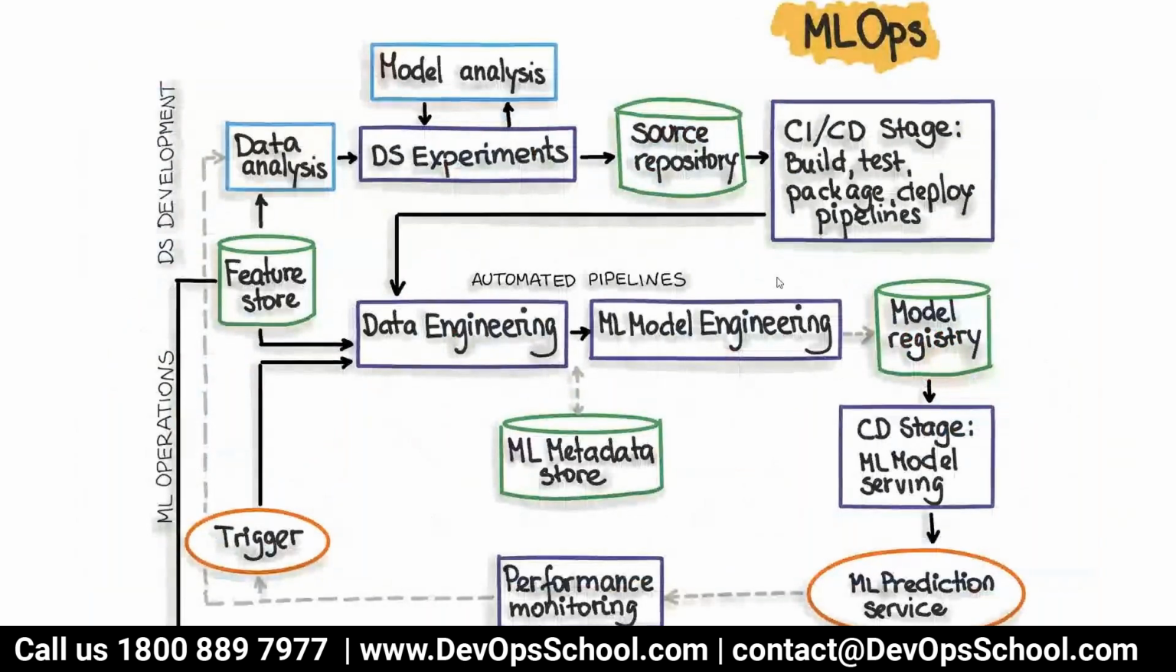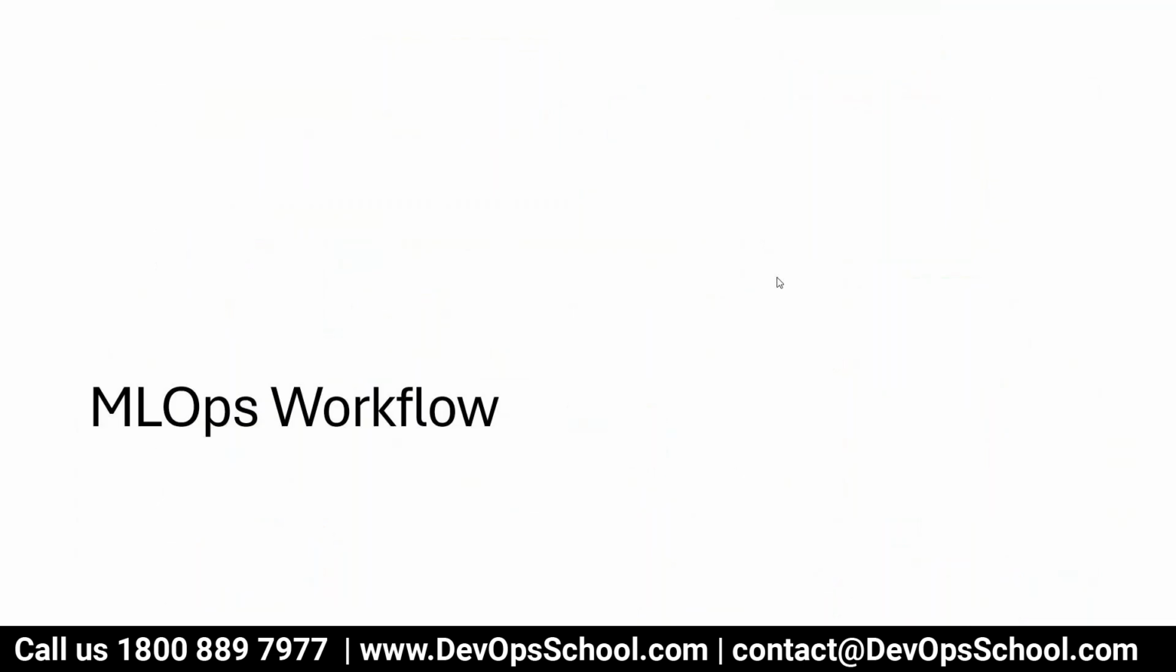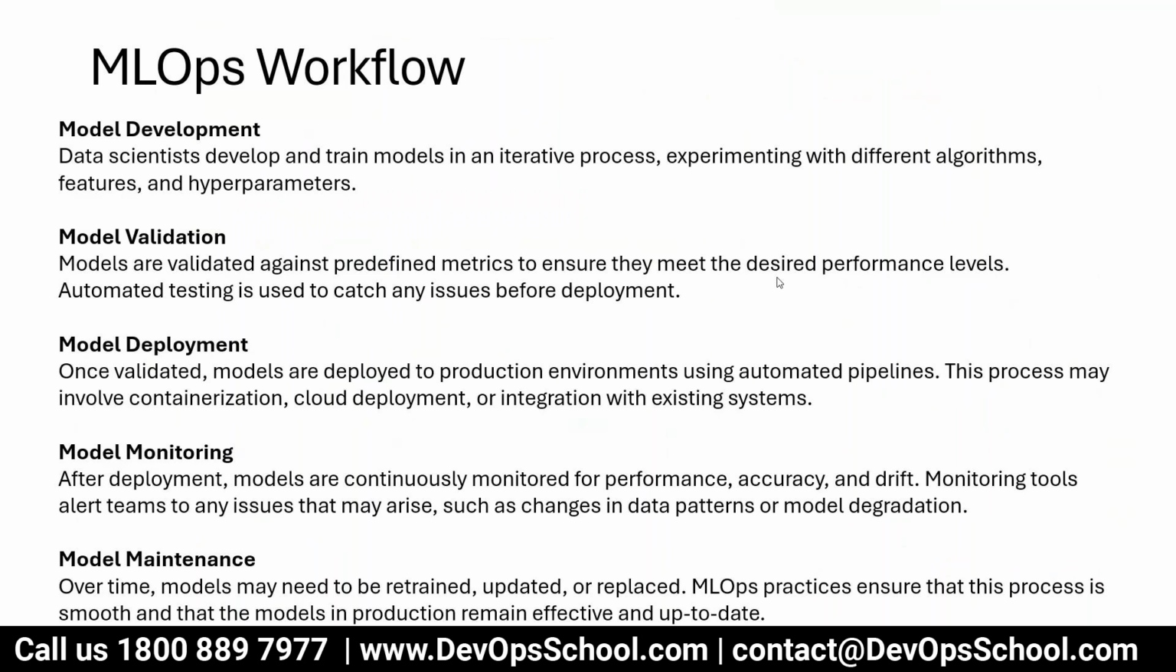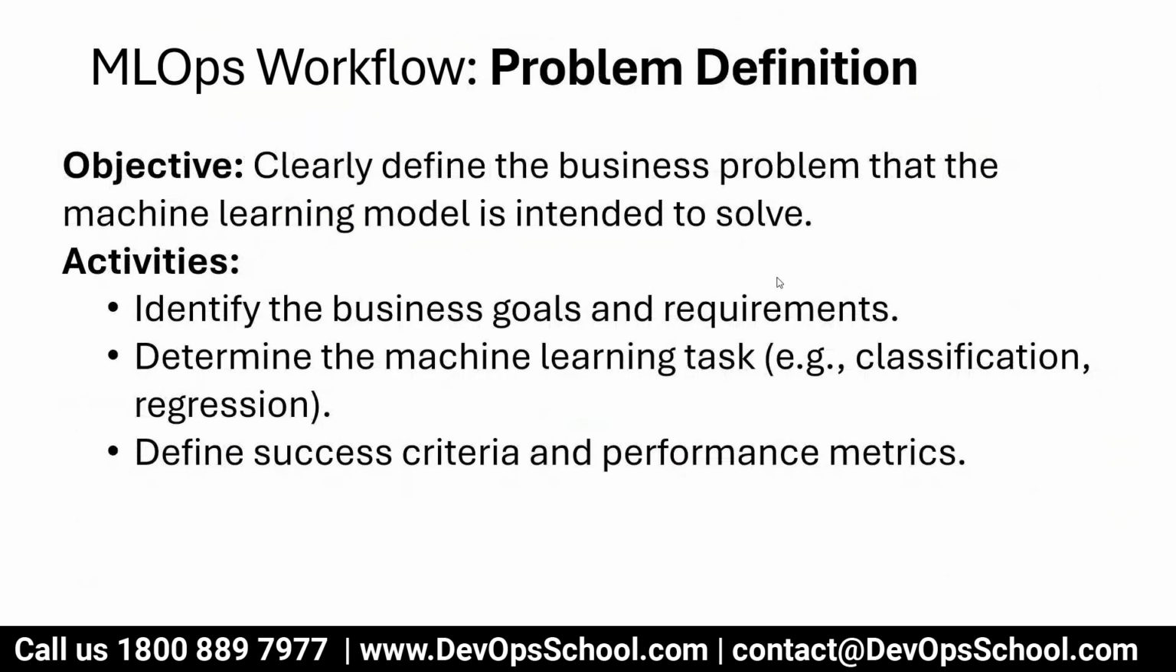Again, this is a good image. More or less we have discussed it, so I'll just skip it. Okay, so these are the major phases which you have in the workflow: model development, validation, deployment, monitoring, and maintenance. Okay, so how do we get started? Let's say you want to do an end-to-end thing. It's not only MLOps, but an end-to-end thing. So first thing, you have to define what kind of model you want to create. So have a model problem definition. Clearly define the business problem that the machine learning model is intended to solve.